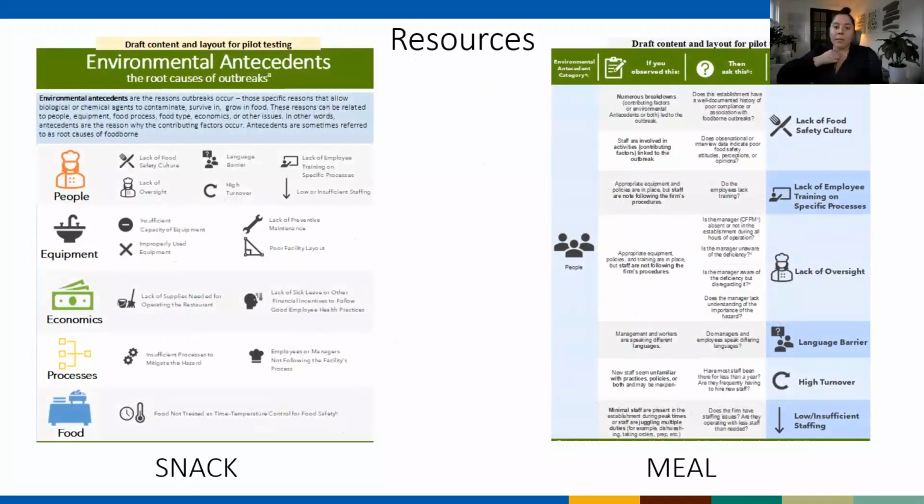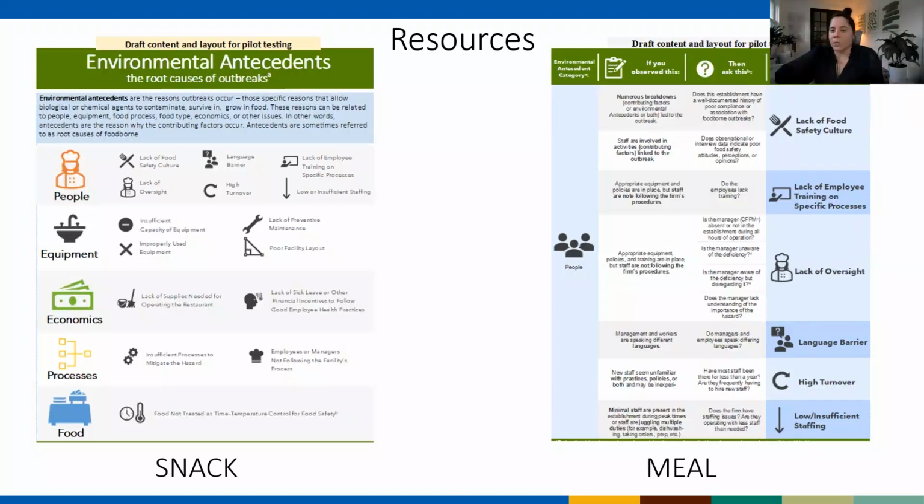So my team has made some resources for identifying environmental antecedents. These could be used during an investigation to identify the antecedents. However you'd like to use them, they will become publicly available. What we've made is a snack, a meal, and a feast, and that's just the size of the document. This first one on the left is a snack. It's basically a 1-page infographic that explains all the categories and subcategories of environmental antecedents. You might be able to use this in the field. Again, it's 1 page, just a quick guide.